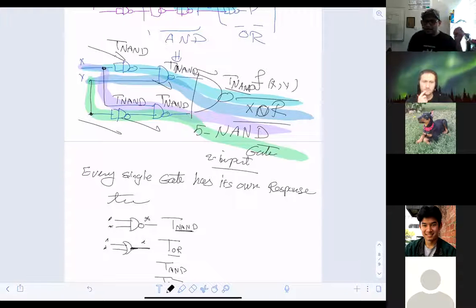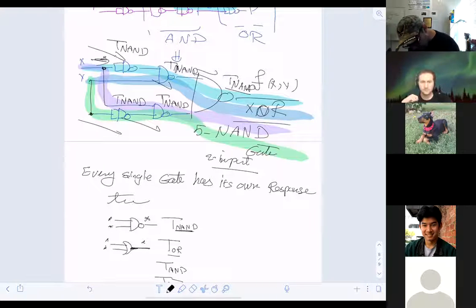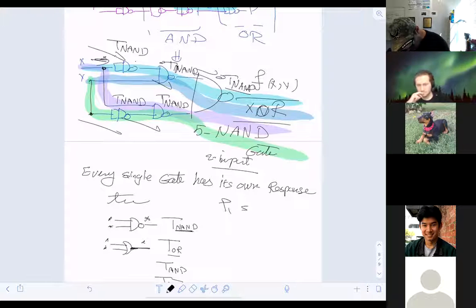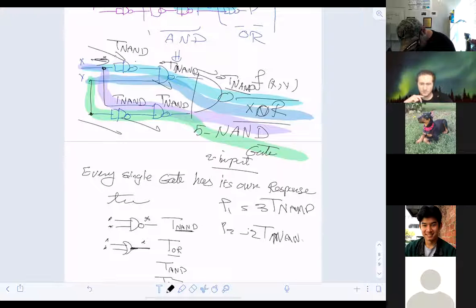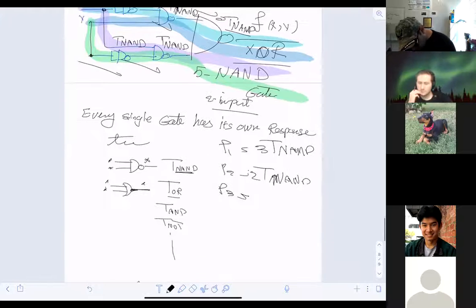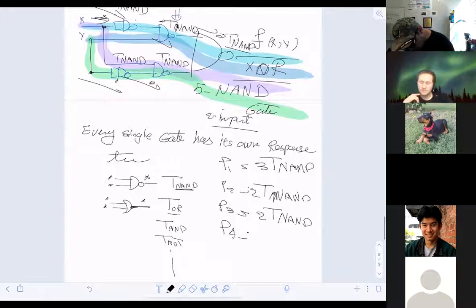Right? So let's count. In this pass, I have 1, 2, 3. So there is pass one. It has 3 T NAND. Pass two, it has 2 NAND. Pass three, it has 2 also, two NAND. Pass four, it has one, two, three. That's three NAND.